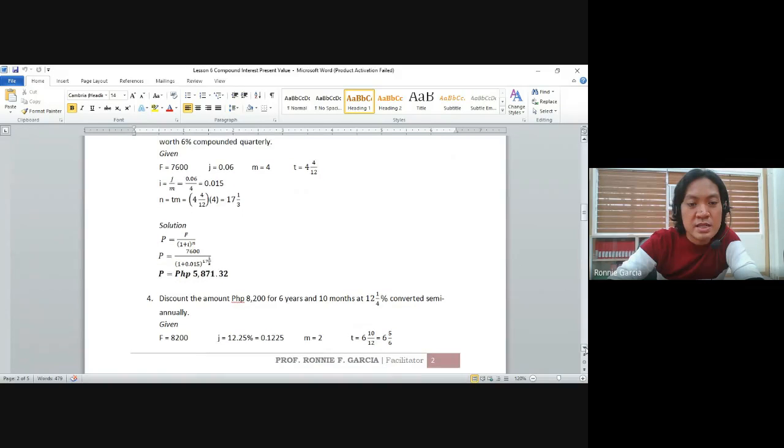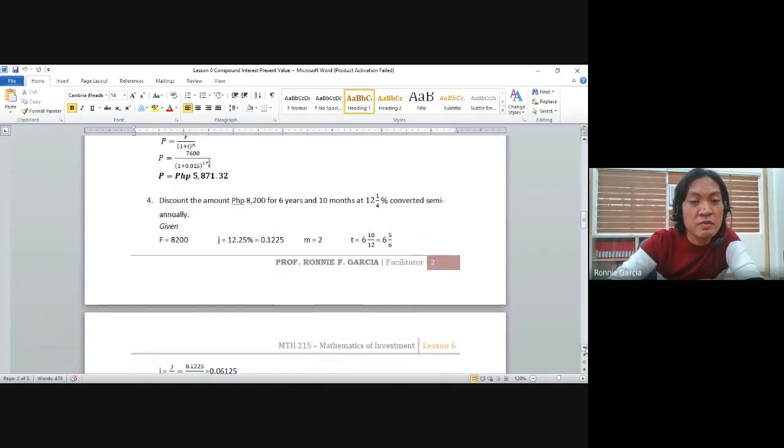Now let's have the last example for this particular lesson, solving for the present value. Discount the amount 8,200 pesos for 6 years and 10 months at 12 and 1/4% converted semi-annually. So again, the term used is discount, and that is already a clue for us that the unknown is the present value. Therefore, 8,200 pesos is our future value or F. 6 years and 10 months, or 6 and 10 over 12, is our t. That can also be reduced to 6 and 5 over 6.